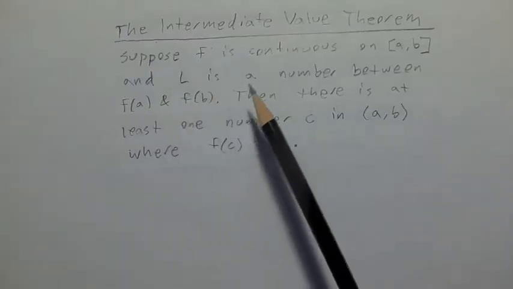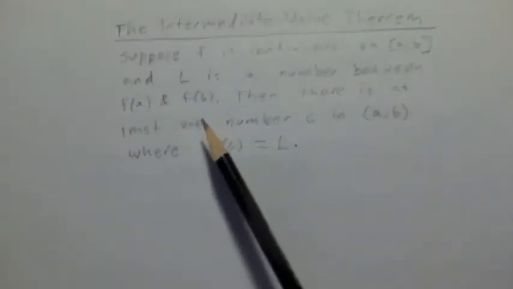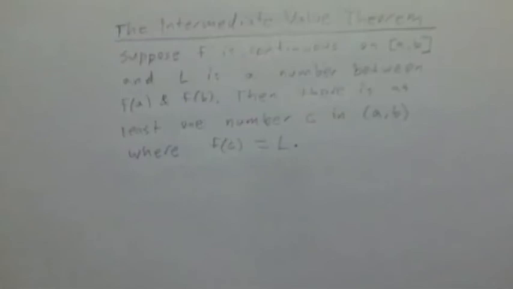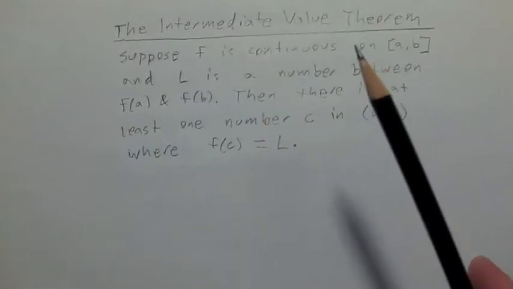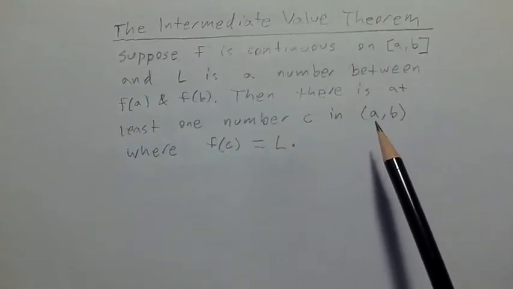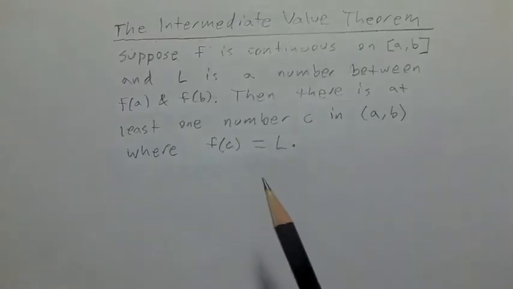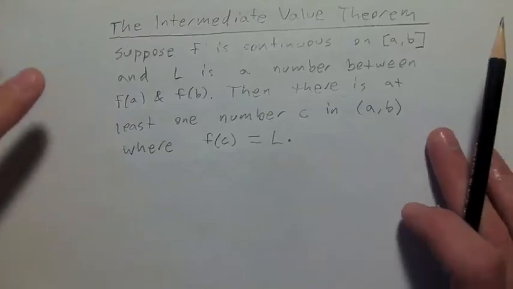Okay. Let's say L is a number between f of a and f of b, right? So the endpoints of that function. Then there is at least one number c in the open interval a to b where f of c is equal to L. Now, what is this saying?